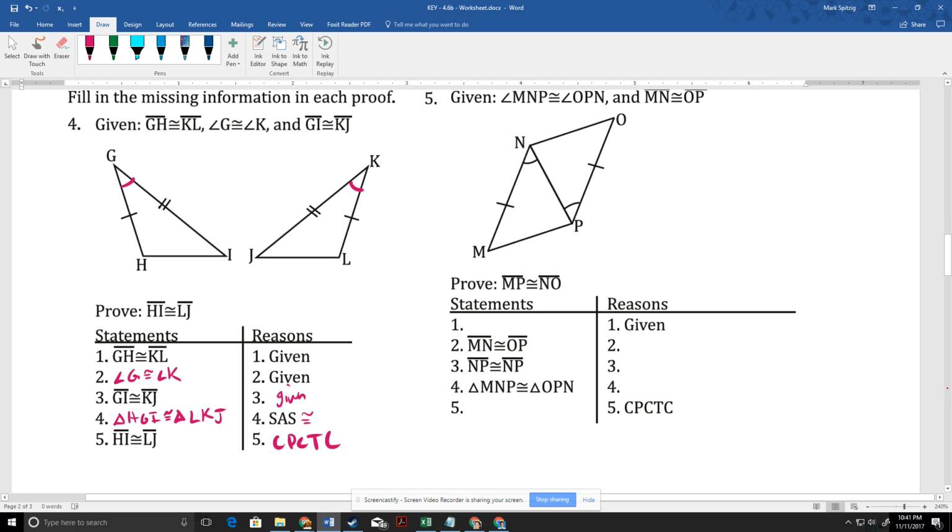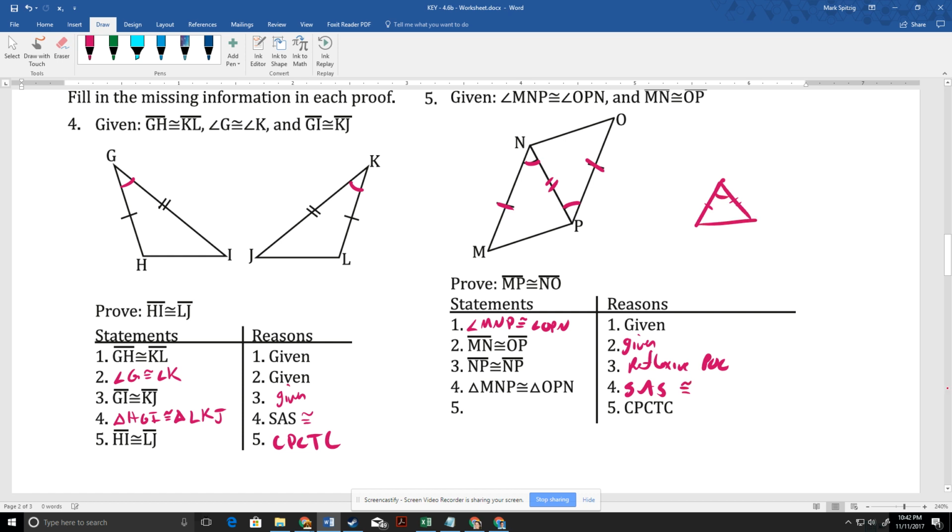All right, in this case, we have angle MNP is congruent to angle OPN, and that's this angle and this angle. We know that MN is congruent to OP, that is given. We know that NP is congruent to NP, that is the reflexive property of congruence. We know that the triangles are congruent because of side, angle, side, and again, it would look like we have two sides right there. They include an angle, so it's side, angle, side congruence.